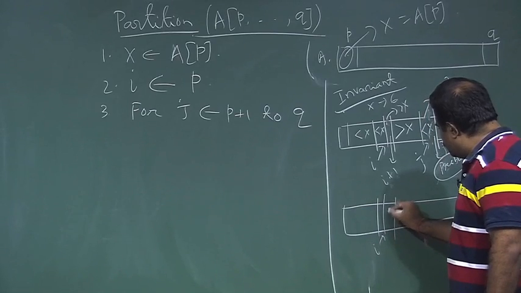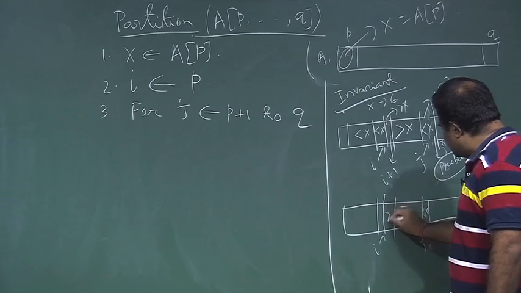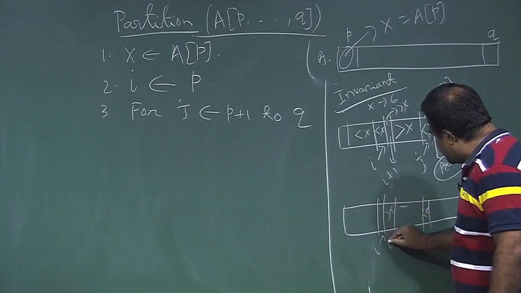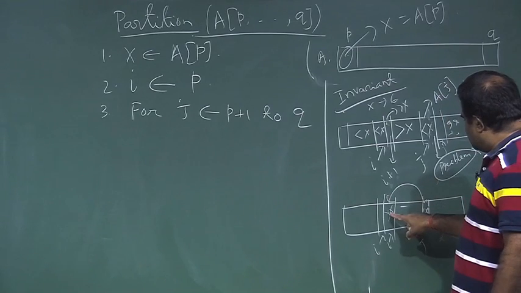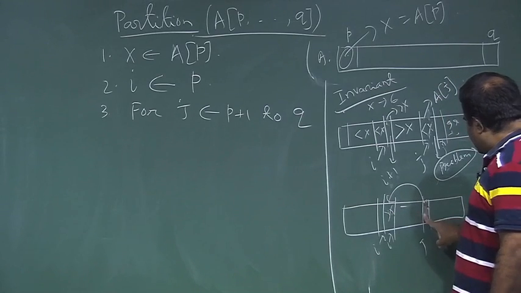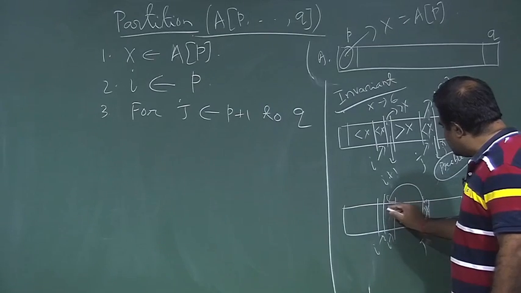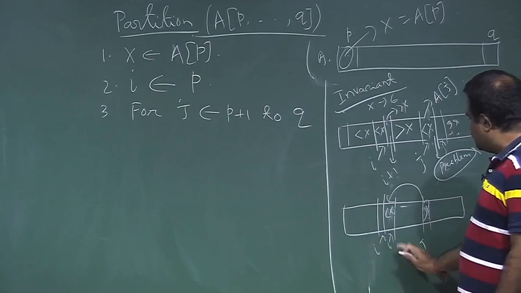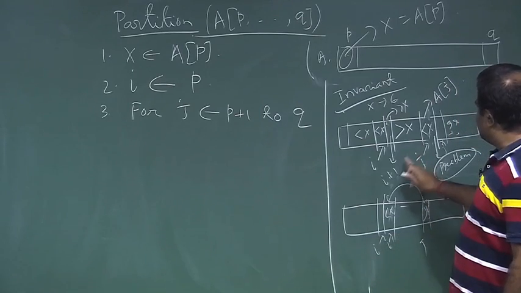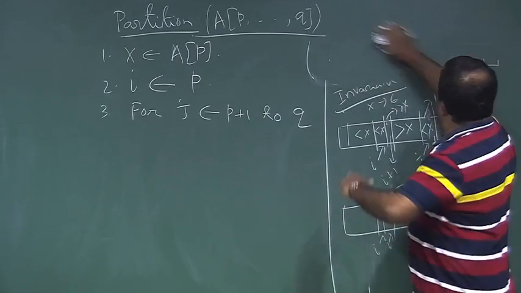Then also we have this was i. Now this is j. Now, this is less than x and this is greater than x, we know. Now, if we increase i by 1 and exchange this with this, now this element comes here, and this element is greater than x and this one is less than x, then we are through. Then still the loop invariant holds. So, this is the loop invariant we want.